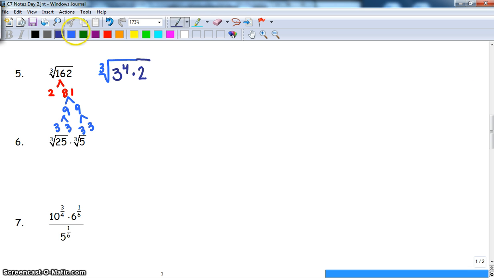And remember, if your exponent is larger than your index, it means that something can come out. So we'll do our exponent divided by our index, 4 divided by 3. That means 1 can come out. And there's 1 left over. This 2 only has an exponent of 1, so it has to stay. 3 times 2 is 6.